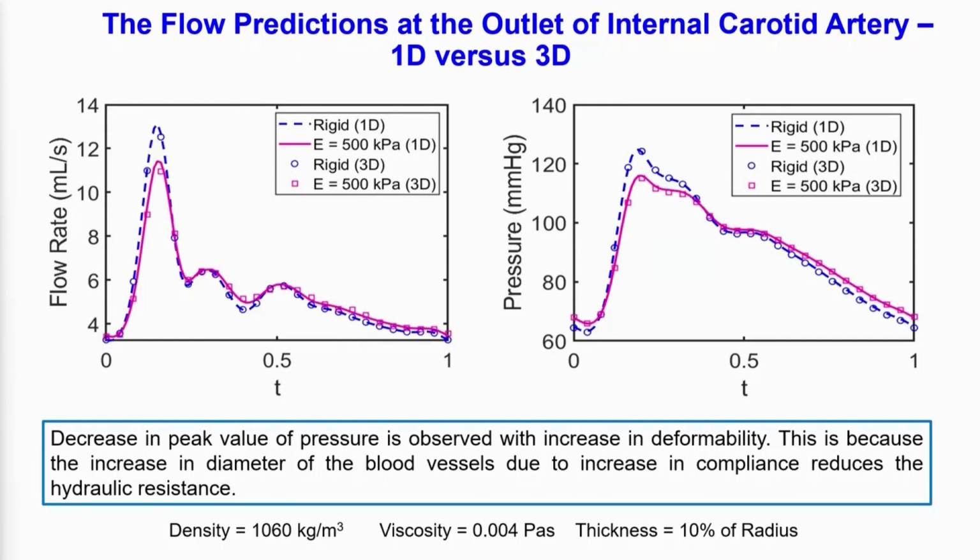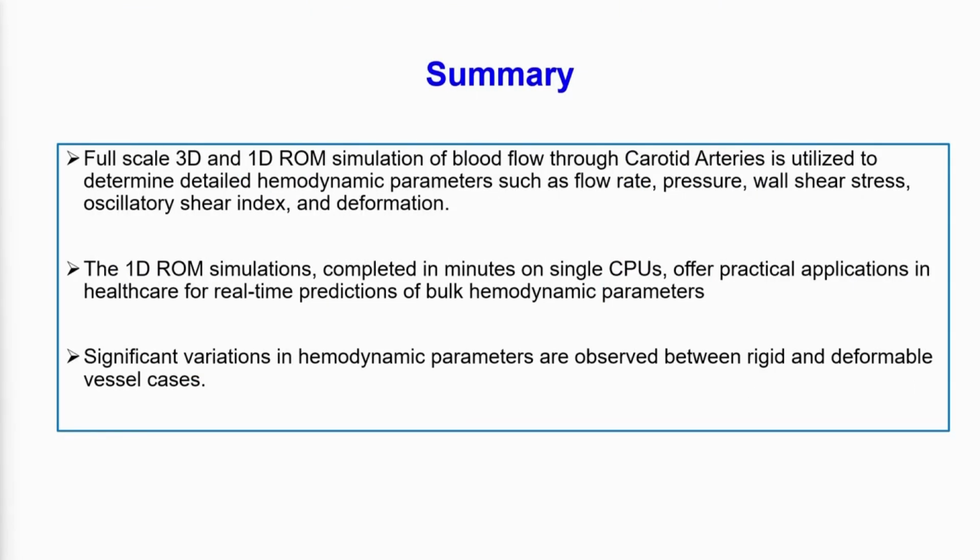So, these are with values of density, viscosity, and thickness as 10% of the radius. So, this is approximately correct order of magnitude wise. The local thickness is about 10% of the local radius. But again, if you have plaque formation and all, that is a different thing altogether.